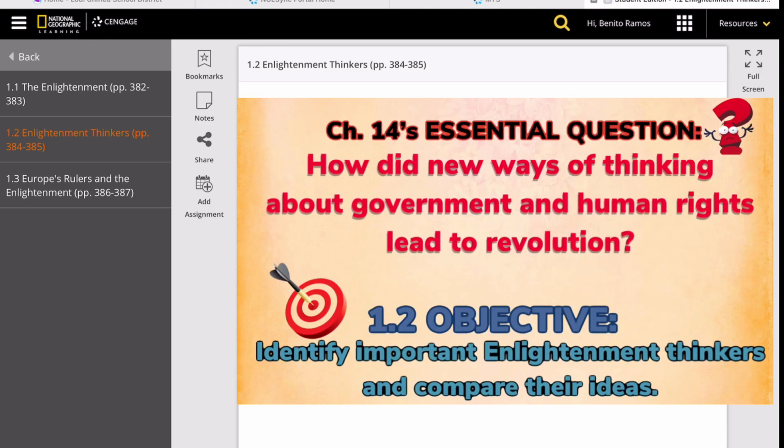Now, this chapter's essential question is how the new ways of thinking about government and human rights led to revolution. And the objective of this lesson is to identify important Enlightenment thinkers and compare their ideas. So we are talking about influential people, influencers, if you may.